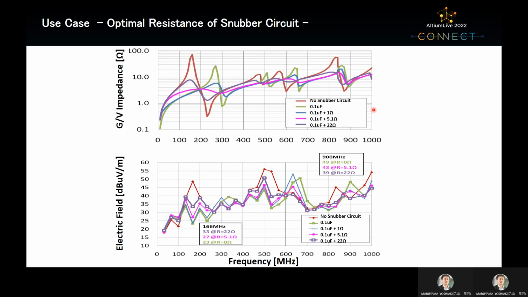This is the result of comparing the frequency graph of the resonance analysis with the actual measurement of the far field. As you can see, if the dominant factor of radiation is the plane resonance, it can be correlated with the actual measurement of the far field.